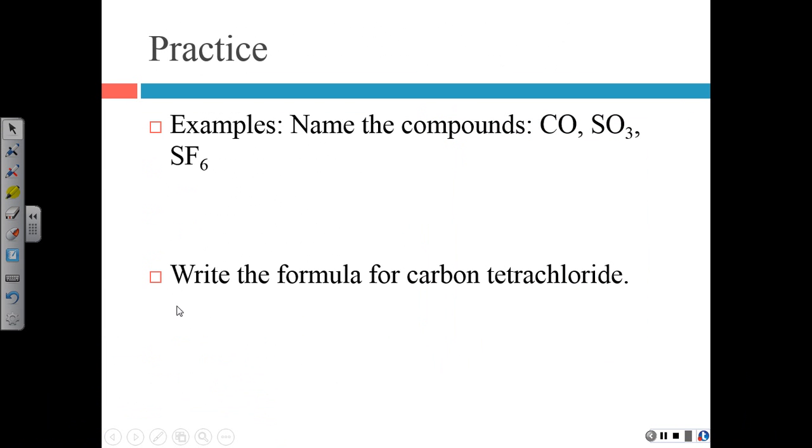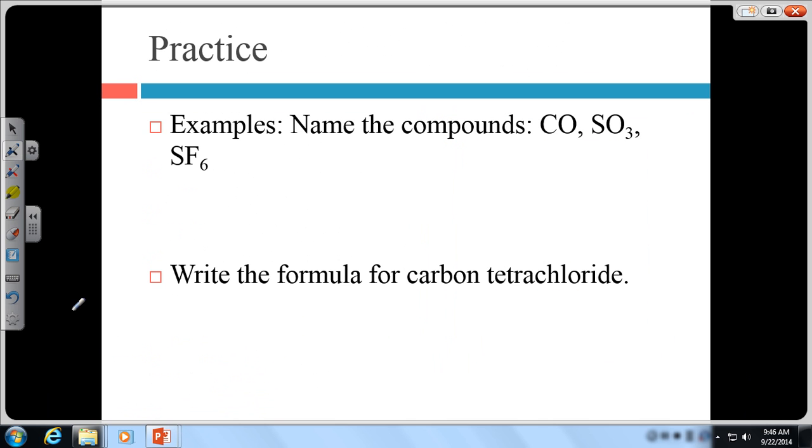Okay, let's name these. We're going to do lots of practice through the class. So we're given the formula. We already kind of mentioned this one. We have 1 carbon and 1 oxygen. Because we have just one, we don't have to say monocarbon. We can just say carbon.